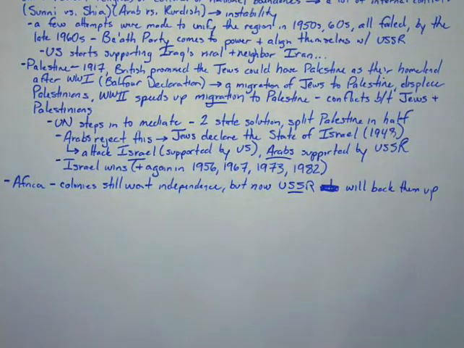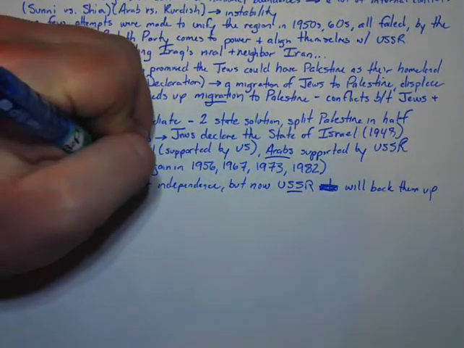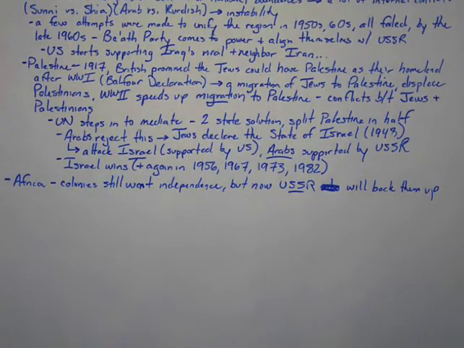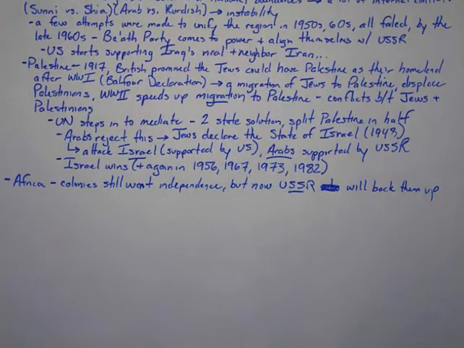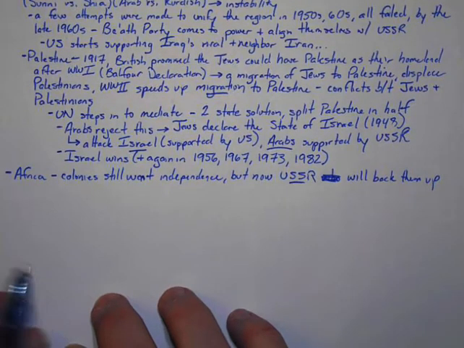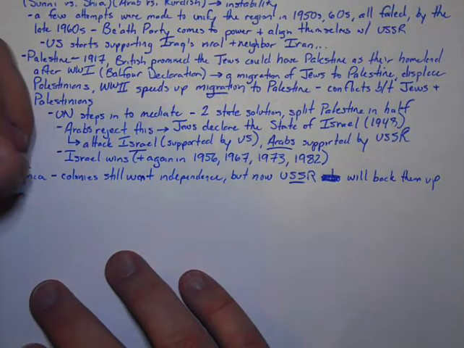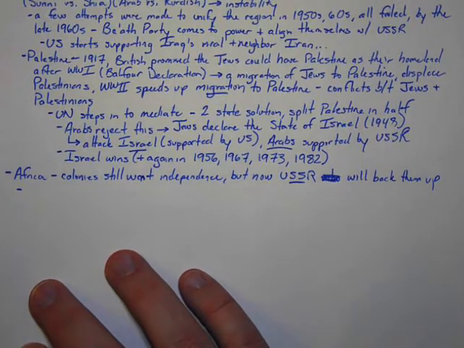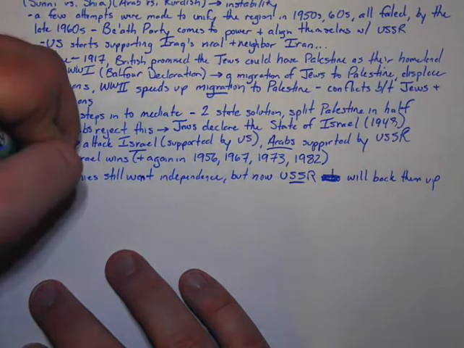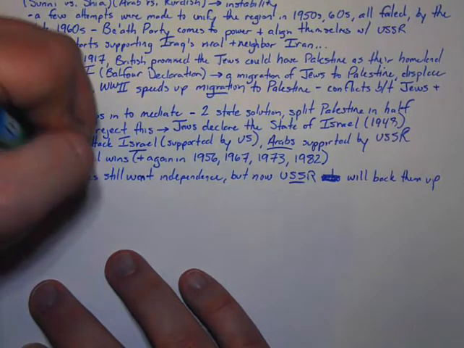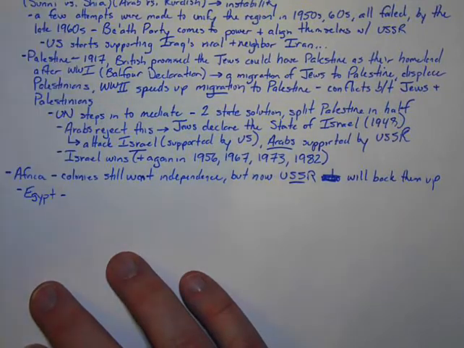So before they wanted independence, and they were just asking for it and doing their best, but now the Soviets will back up the Africans when they want independence. So the first place we're going to look at here is Egypt. Now, Egypt was one of these mandated countries, so they were independent before World War II.